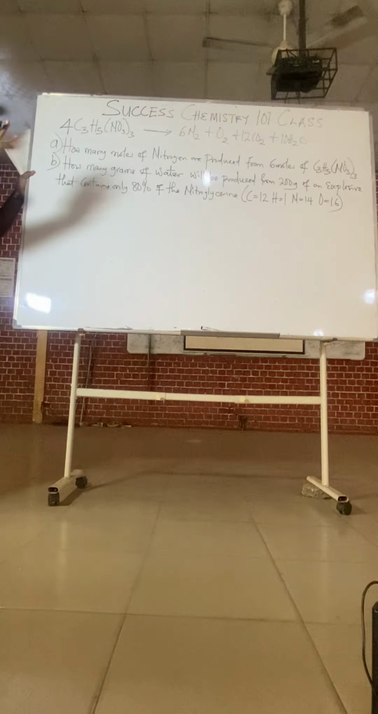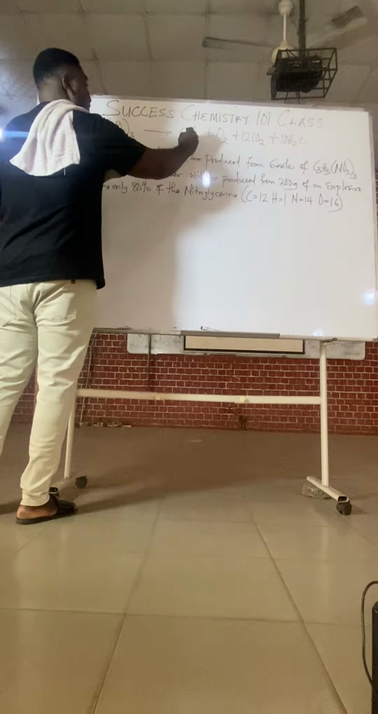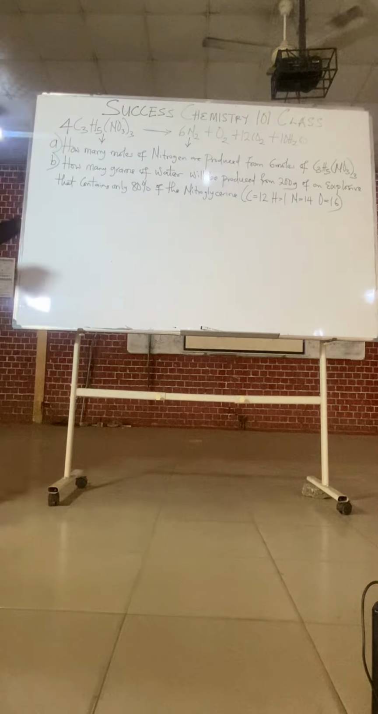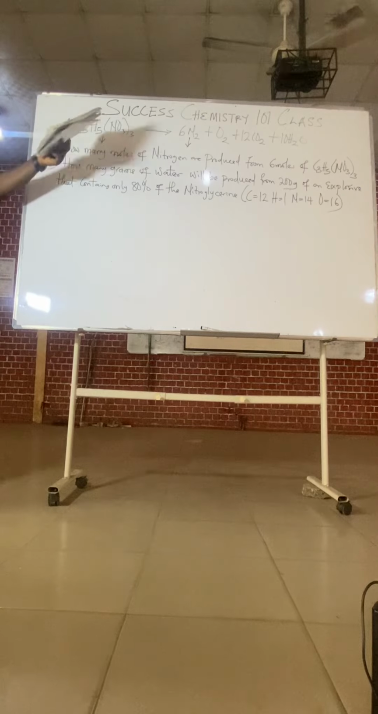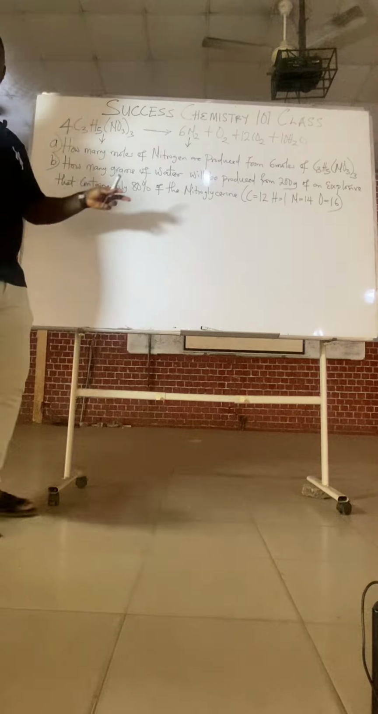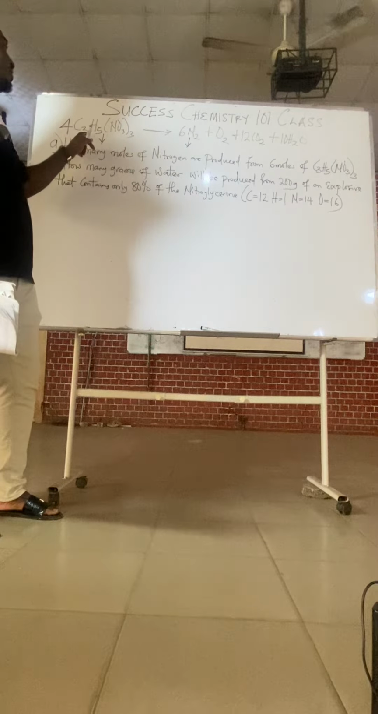Who and who is involved in this reaction? We're not using everybody in the reaction. How many moles of nitrogen? So nitrogen is involved. And from 6 moles of this, right? This is the nitroglycerine. So how many moles of nitrogen are produced from 6 moles of this?